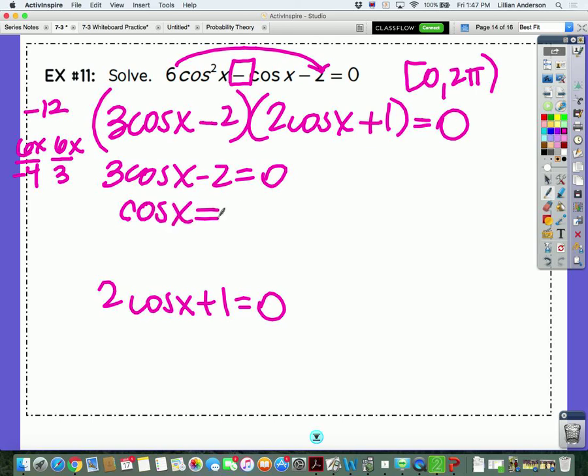So when we solve for the trig function, it's going to be cosine x equals 2/3, and then cosine x equals negative 1/2. Now cosine 2/3. But where is cosine 2/3 on your unit circle? Is there any place? 2 over 3, not 3 over 2, not square root 3 over 2. There is not an exact place where 2 over 3 is.